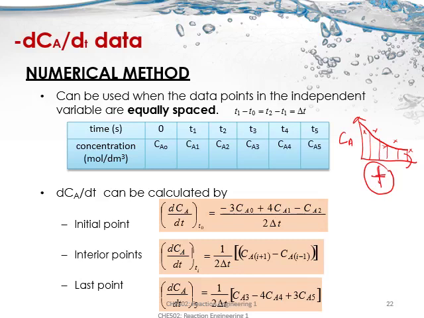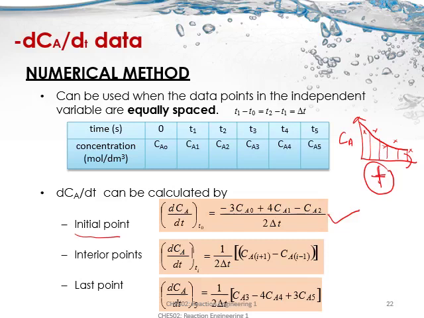So having the equally spaced data, dCA over dt can be calculated for the initial point by this equation: negative 3 multiplied by CA0 plus 4 CA1 minus CA2, divided by 2 delta t. Your delta t here is t1 minus t0 or t2 minus t1. They are equally spaced, so delta t should be similar. That is for your initial point.